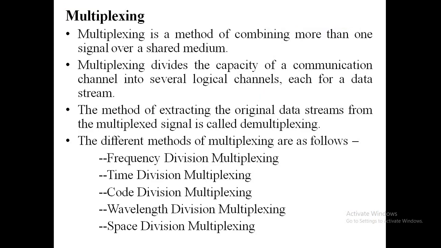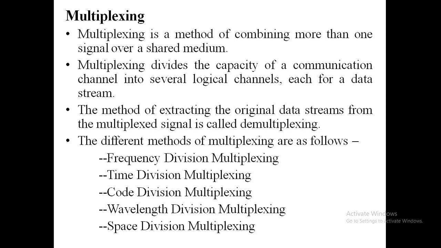Multiplexing. Multiplexing is a method of combining more than one signal over a shared medium. Multiplexing divides the capacity of a communication channel into several logical channels, each for a separate data stream. The method of extracting the original data streams from the multiplexed signal at the receiver is called demultiplexing.